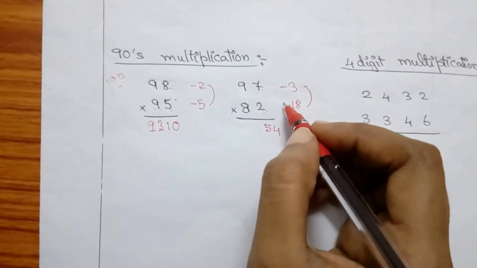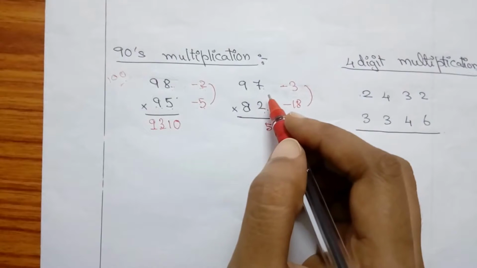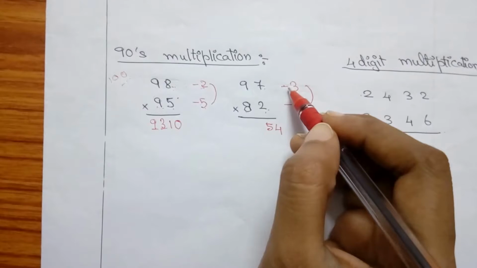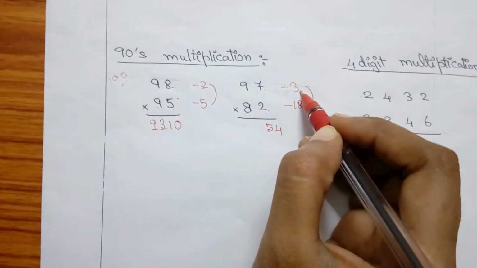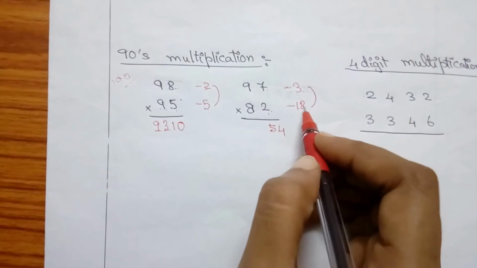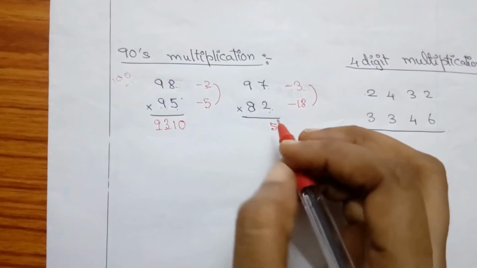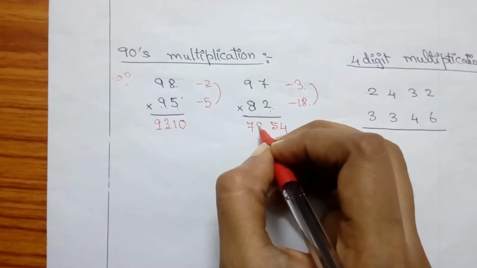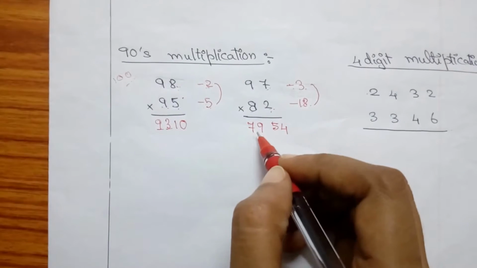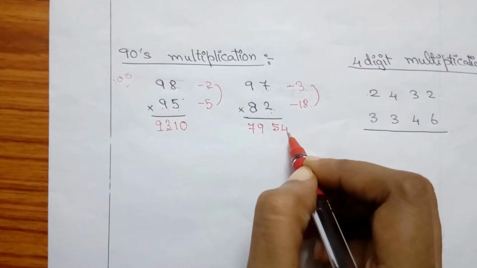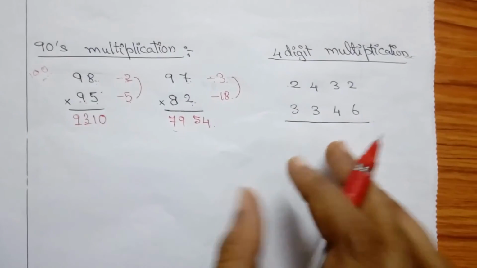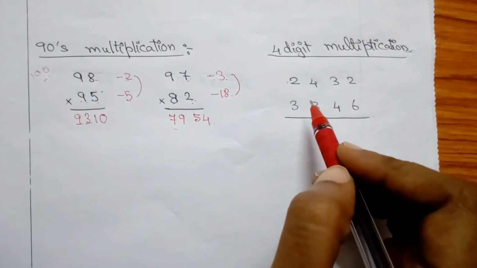Okay, and now by subtracting or adding, I will tell you, 82 minus 3 will give you 79. Same, 97 minus 18 will give you 79. So you can write 79. So now multiplying 97 into 82, you will get 7954 as your answer.